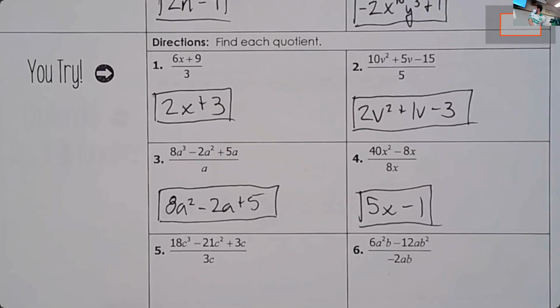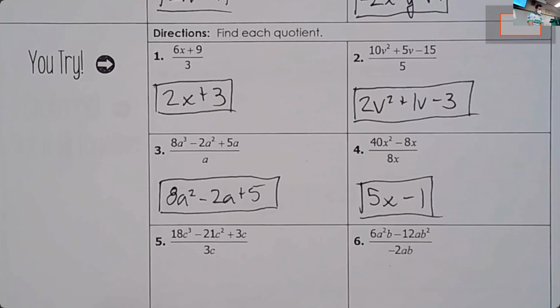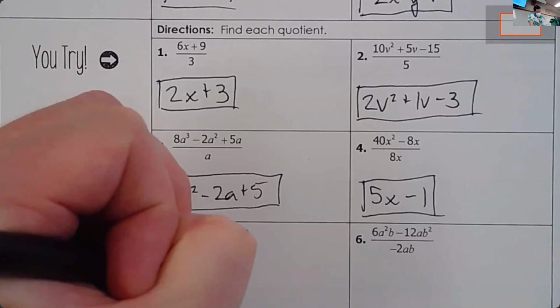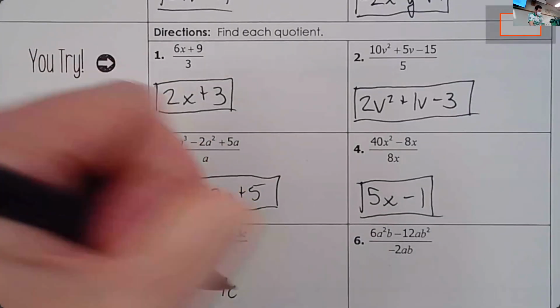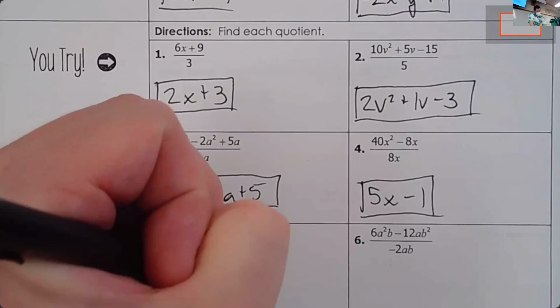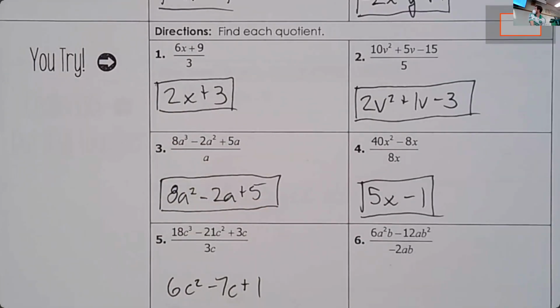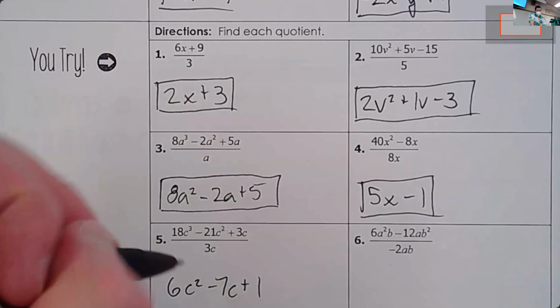All right, number 5. Let's see about this one. I can already see that it's going to be a plus 1 on the end. The last term on this one is going to be plus 1 because 3c divided by 3c is going to be 1. And then the ones before it, 18 divided by 3 is 6. c to the 3rd divided by c, take away an exponent, would be c squared, so 6c squared. Negative 21 divided by 3 would be negative 7. c squared divided by c is c. And then 3c divided by 3c is 1. So 6c squared minus 7c plus 1.